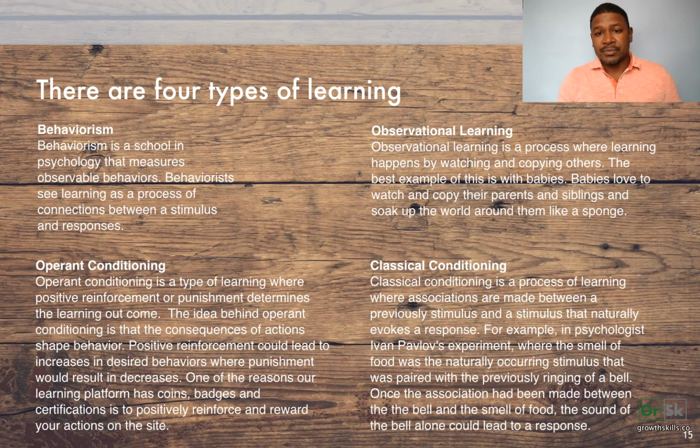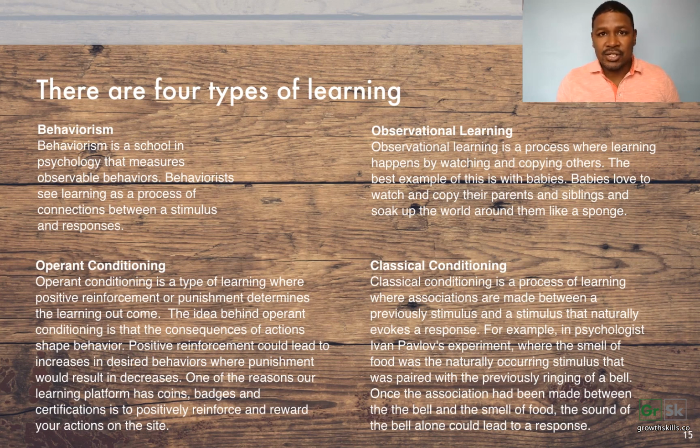So I'll continue. Observational learning is a process where learning happens by watching and copying others. The best example of this is with babies. Babies love to watch and copy their parents and siblings and soak up the world around them like a sponge, right? I've learned a lot in my career just through osmosis, is what I call it. Just watching my CEO negotiate and all the different things, and I've picked up new skills that way. So just understanding that this is a learning style is very, very powerful.